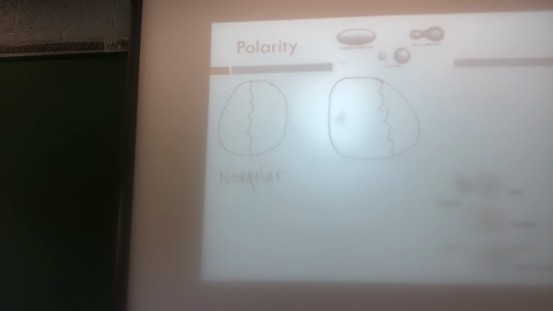In a polar covalent bond, the atoms are not sharing their electrons equally. One of them is holding on to those electrons more. So it gives it a slightly negative charge.